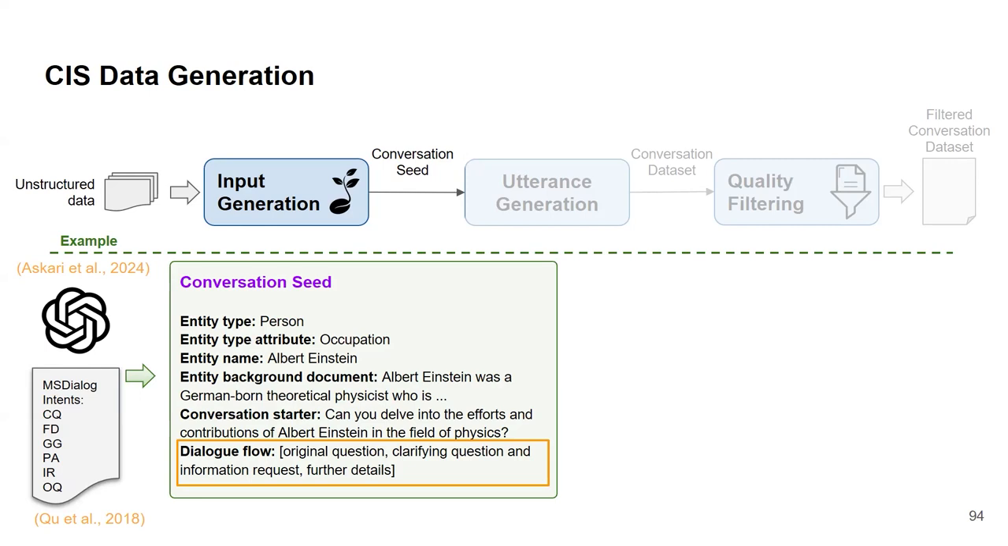In input generation, the component takes unstructured data. It means maybe documents, a knowledge graph, or the knowledge embedded in LLMs. And it tries to generate a structured information card, which contains information that the conversation will revolve around. In the data generation literature, this information card is called a conversation seed.